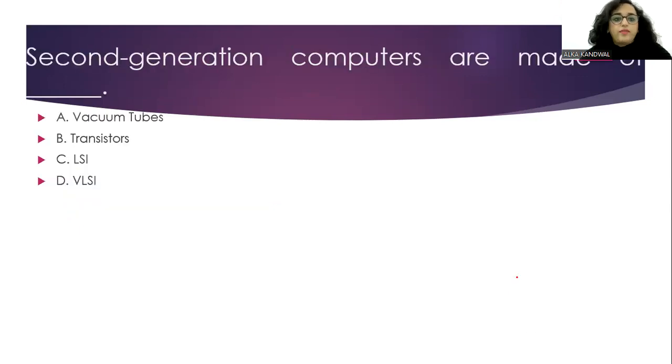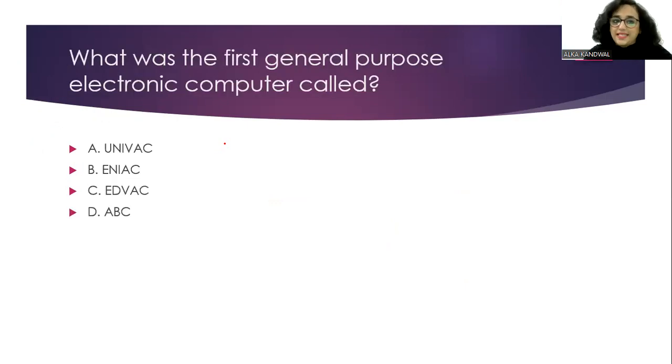Now already we have done first generation is the vacuum tube, second generation is the transistors, so third is the integrated circuit, fourth is the microprocessor, fifth is the artificial intelligence. So yes, the answer for this is transistors.